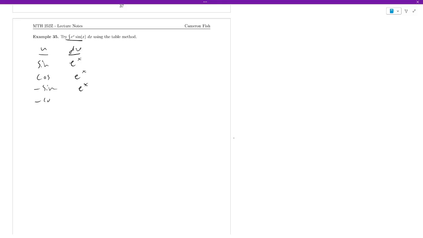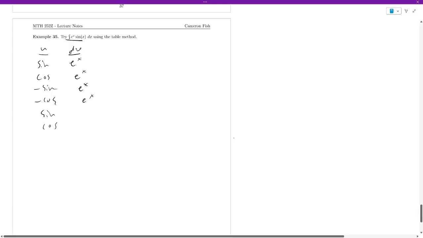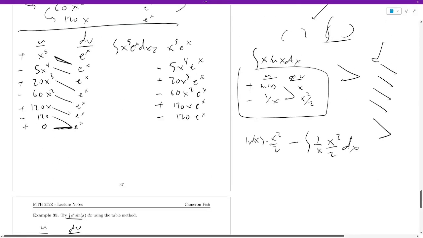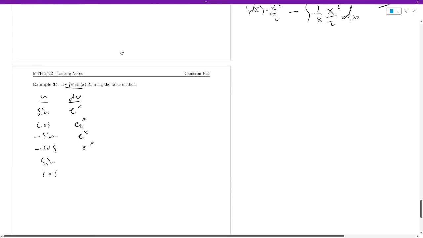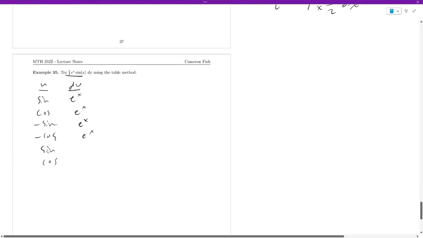And it's tempting to keep going, right? But what's going to happen? We loop back to where we started. I hit sine here, and then I hit cosine, and I'm just going to keep looping forever. So it's nice if you can get to 0 because you stop, but sometimes you don't ever get to 0 and you would just go forever, or something else happens that's not helpful.